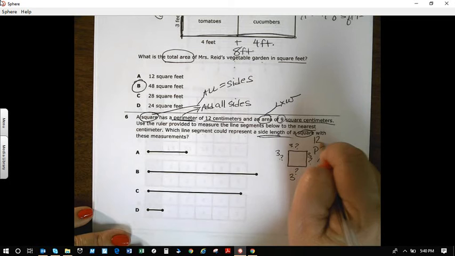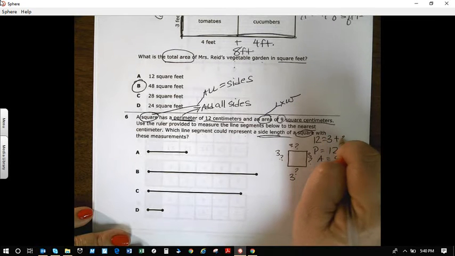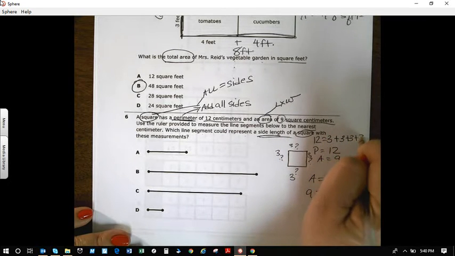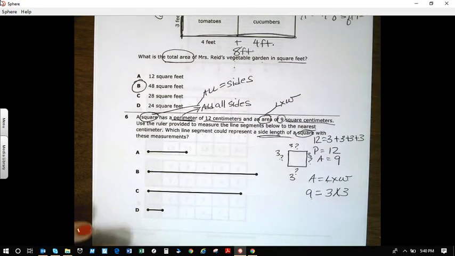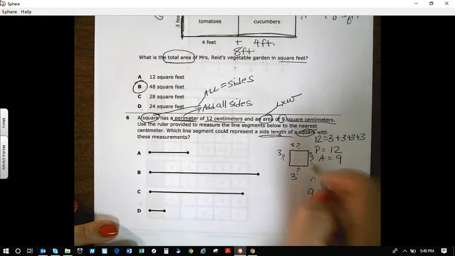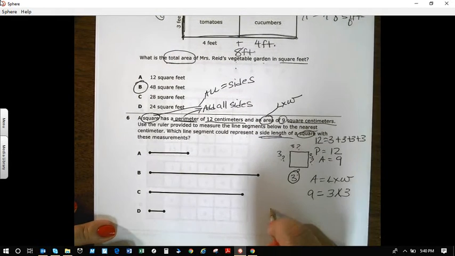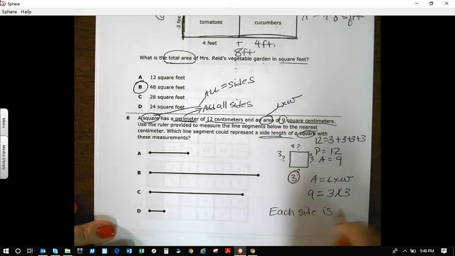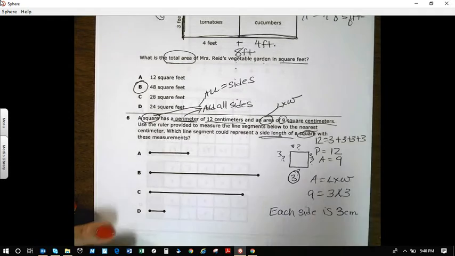So I have 12 equals 3 plus 3 plus 3 plus 3, and it equals 12. 4 times 3 equals 12. Sorry about that. Okay, so each side is 3 centimeters. So I'm going to use my centimeter side.